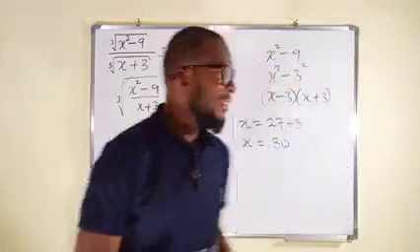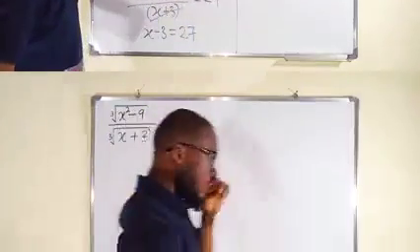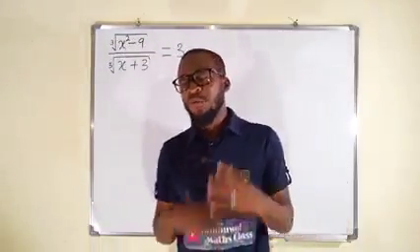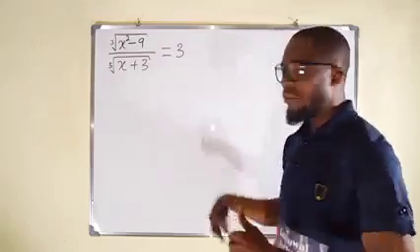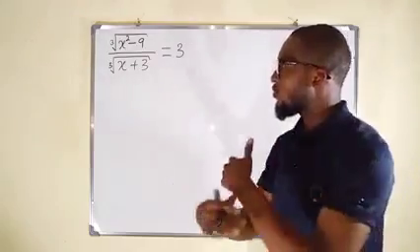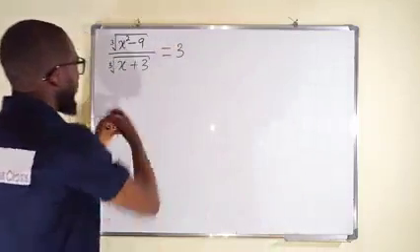So now let me take the next method. The second method is somehow related to the first method, but I'm going to do a kind of cross multiplication here. Cross multiplication.